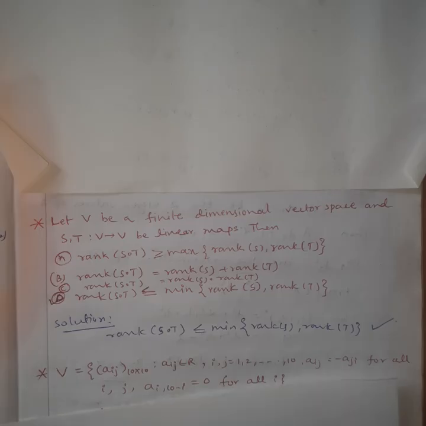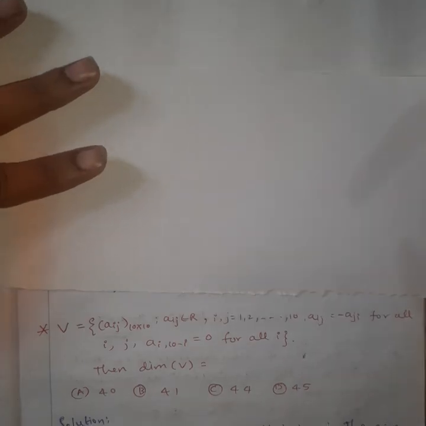Next question, let A_ij be a 10 by 10 matrix. A_ij are real numbers for i, j from 1 to 10. A_ij equal to minus A_ji for all i, j, and A_i,10-i equal to 0 for all i. Then dimension of V equal to 40, 41, 44, 45.